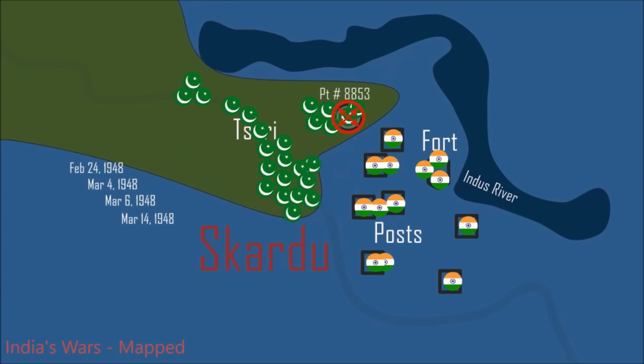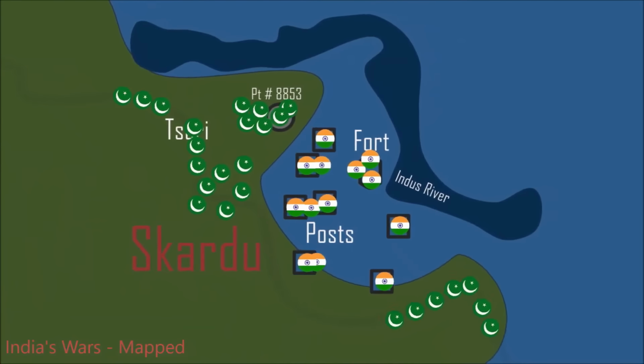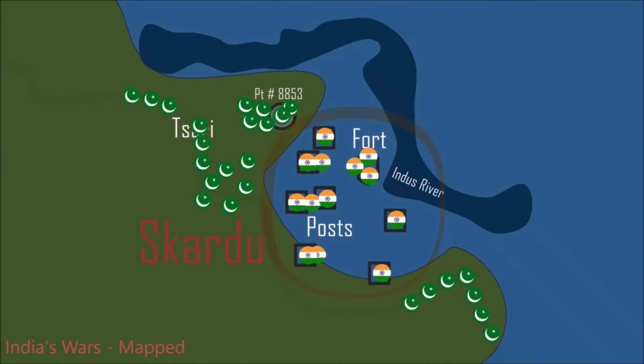During these attacks, the Indian side was limited to defending the town and could not stop the enemy from moving past them to the south of Skardu. Colonel Thapa's men were surrounded by enemy from all sides now.